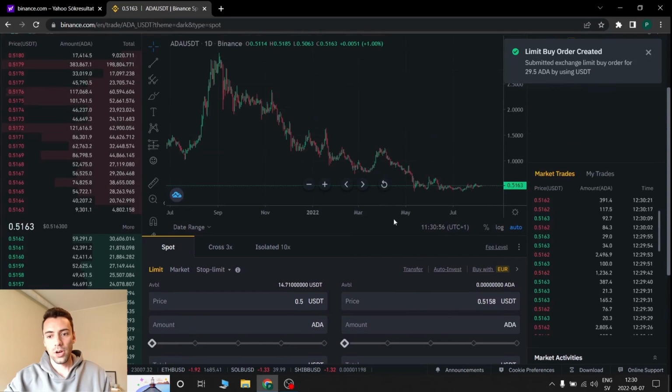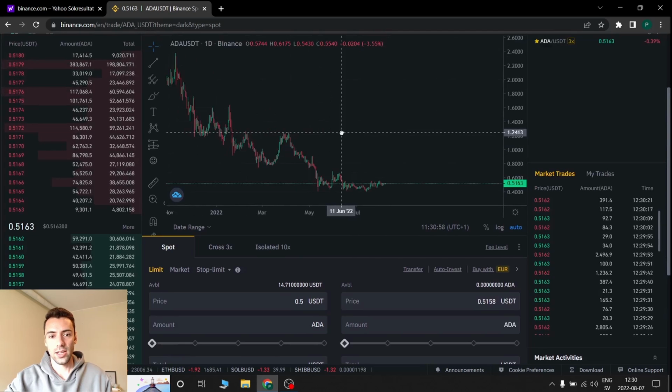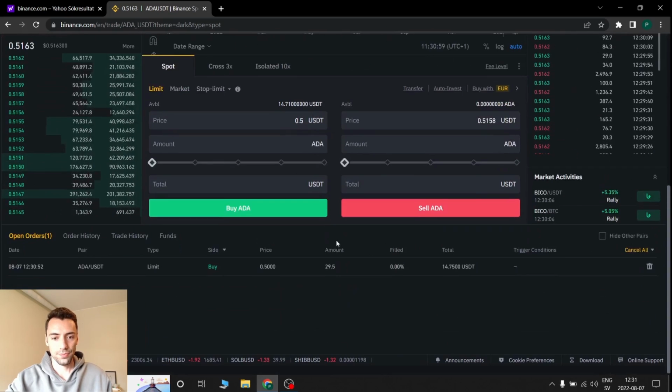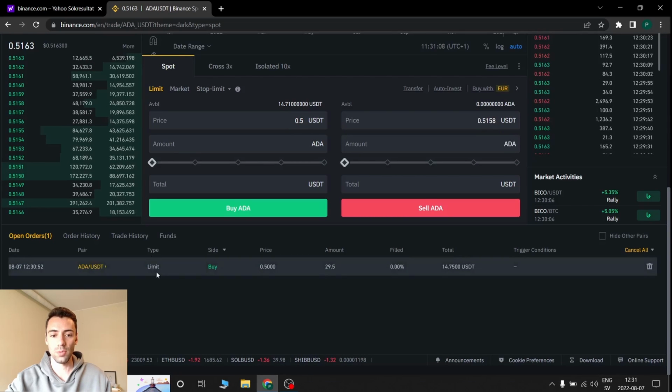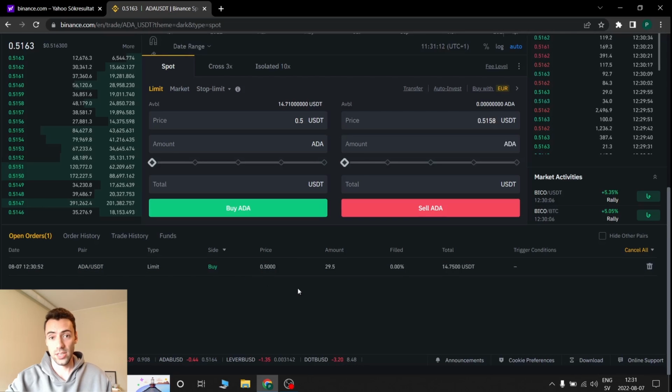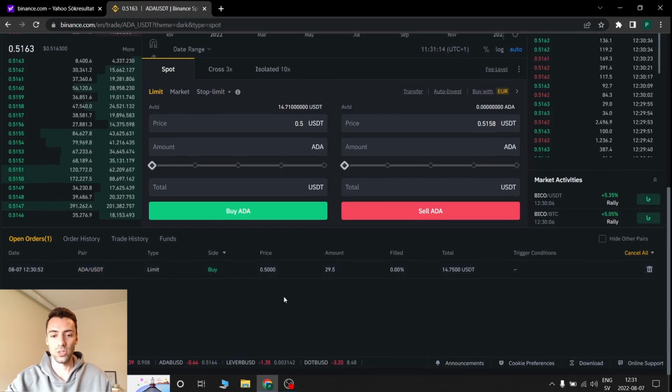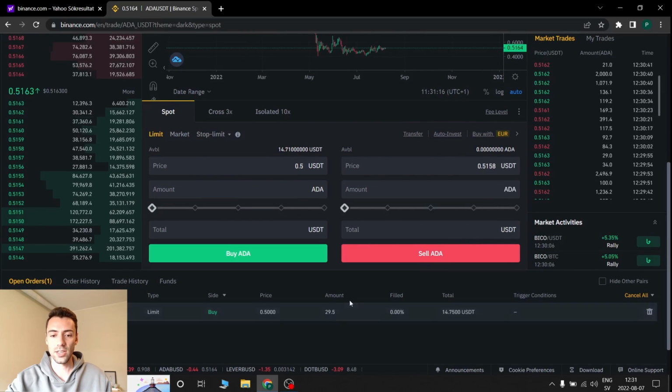So our price has been set, and as you can see down here we have an open order, which is showing the date, the pair, USDT, and the type is limit. This is a buy. Not yet actually, we just opened a buy position. The price is 50 cents, amount 29.5 of Cardano. How much of this filled?